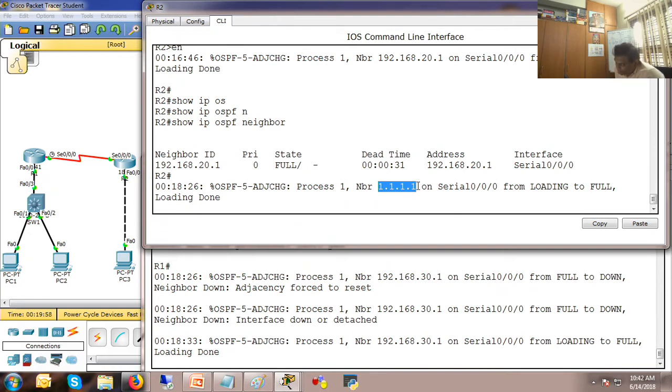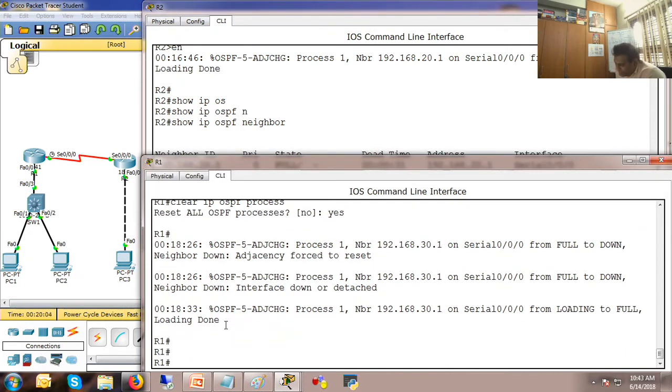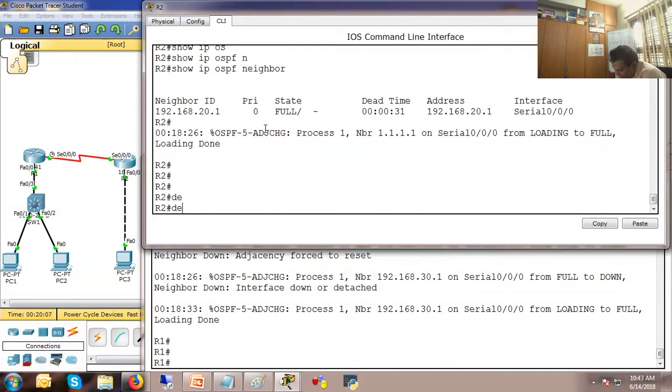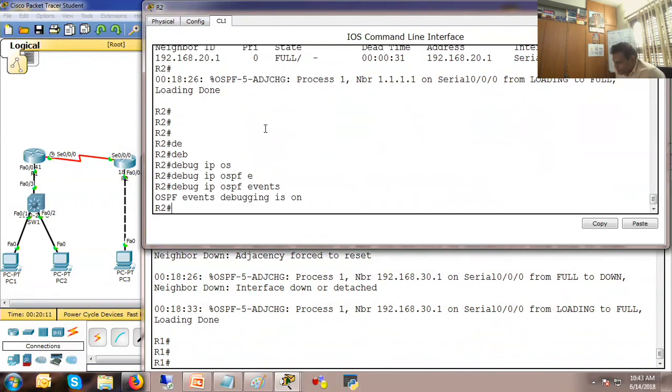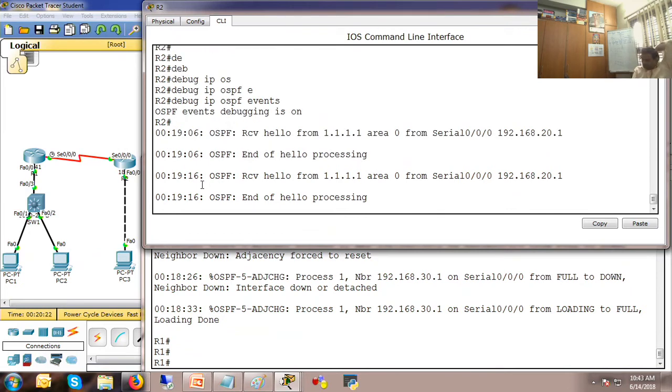Passive interface. Passive interface means what will happen? Now in R2 I'll start the debugging. You know what debugging is, right? You see the inside traffic. Debug IP OSPF events. Now what will it show you? Hello, hello. Every 10 seconds it is going to give you hello, like EIGRP was sending, right? OSPF also says hello every 10 seconds.